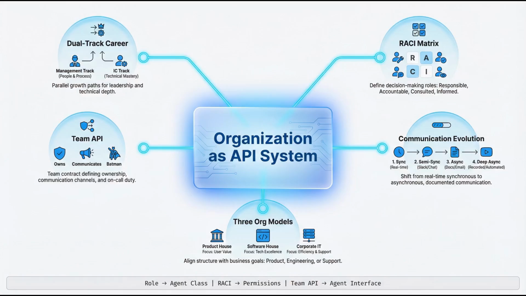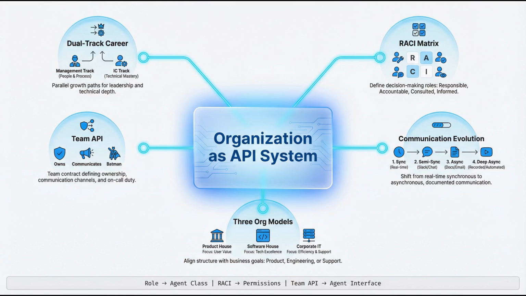A human organization with all its roles, RACI matrices, team API contracts, and communication protocols is a ready-made specification for a multi-agent AI system. The mapping is direct. A role is an agent class. RACI is the agent's permission matrix. Team API is the agent interface. The communication protocol, RFC, ADR, ceremonies, is the agent-to-agent protocol.